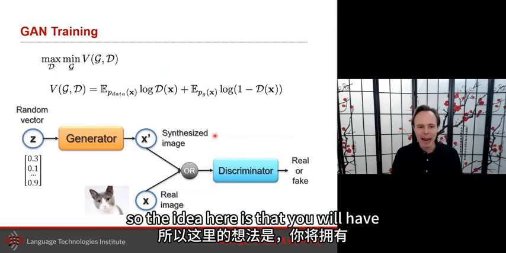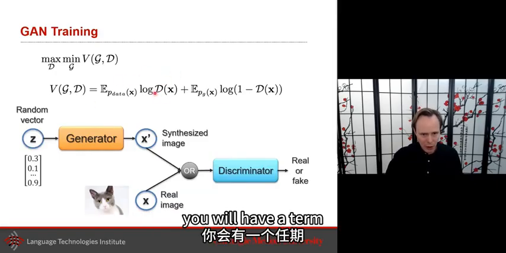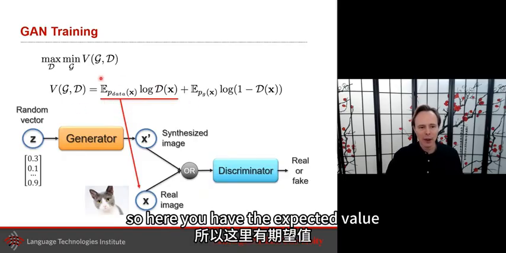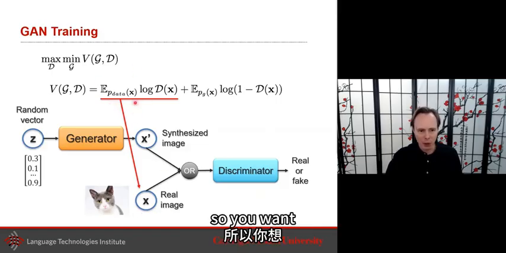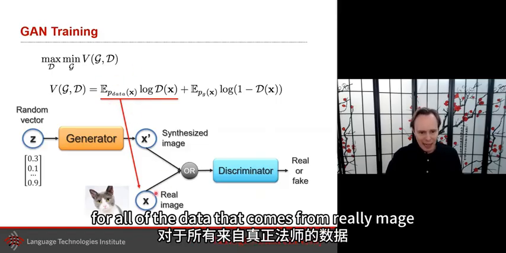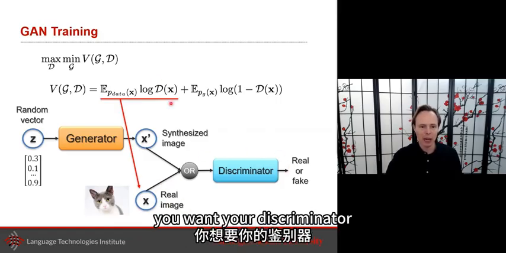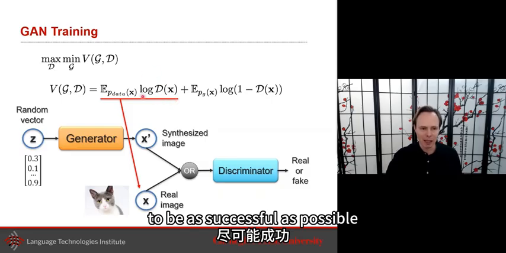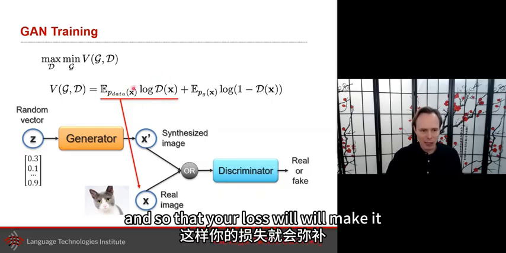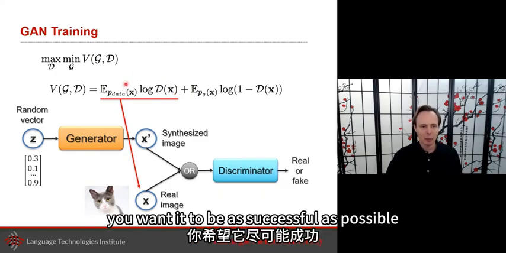So the idea here is that you will have a term, and here you have the expected value. For all of the data that comes from real images, you want your discriminator to be as successful as possible, and so your loss will make it as successful as possible.